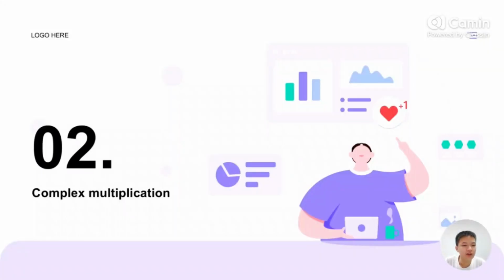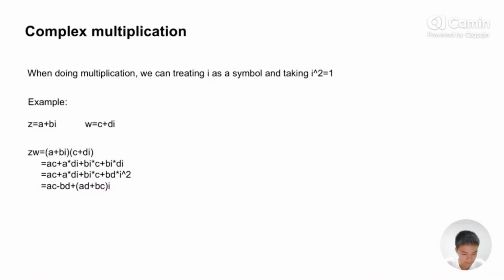Part 2. Complex multiplication. When we're doing multiplication, we can treat i as a symbol and take i squared equals minus 1. Example, if z equals a plus bi, w equals c plus di, zw equals this one. As you can see, i squared equals minus 1. So here is minus bd.